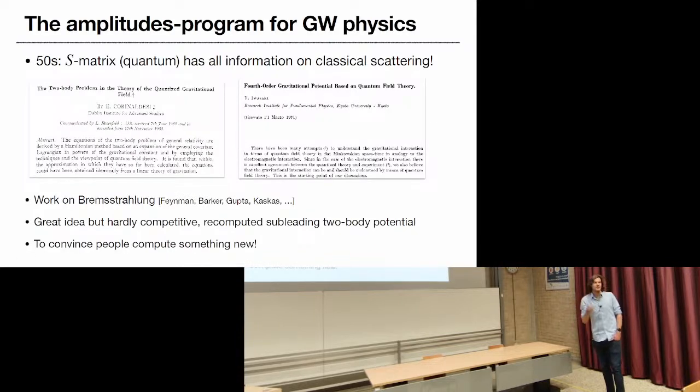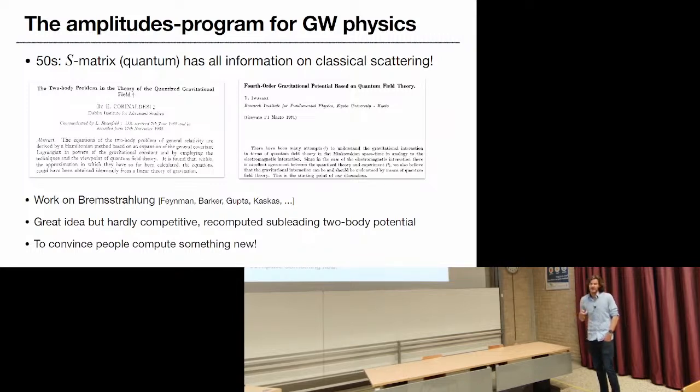Now, how can we leverage this to make a classical computation? People have figured this out quite a long time ago. Of course, if you can compute the quantum S matrix, you should have all the information about the classical S matrix as well. Basically, this work was the first work where this has been done, in '71.